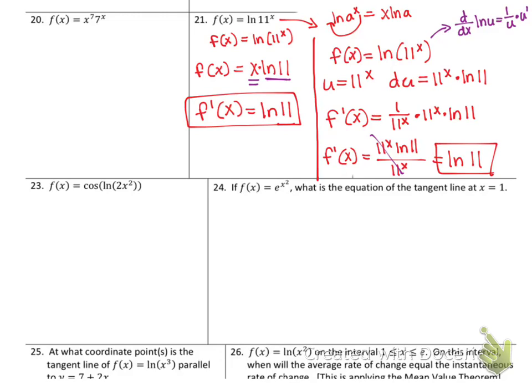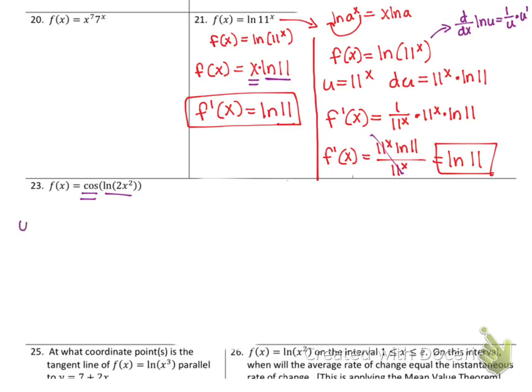All right, so now let's look at question 23. I'm going to try to give myself a little bit more room to do this one. This one's also going to be a chain rule problem. We can see we have a trig function on the outside, and on the inside, I've got a natural log function. So my u value here is going to be the natural log of 2x squared. Finding du, the derivative of that natural log, it's 1 over the inside, 2x squared, times the derivative of the inside, which is 4x.